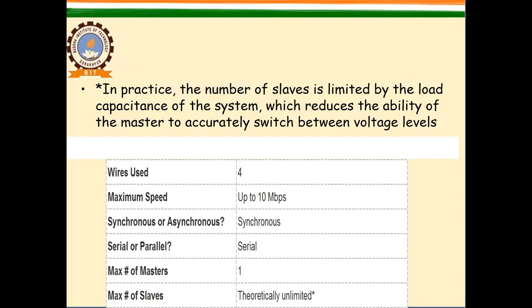The number of wires used here is 4 and the maximum achievable speed in SPI is up to 10 Mbps. As the clock is used here, it is a synchronous transmission process. Data is transmitted serially, the maximum number of masters is 1, and the maximum number of slaves is theoretically unlimited, although we are using only one slave here. In further discussion, we are going to use 3 or 4 slaves with a single master. How it works, we are going to discuss in our next lecture.